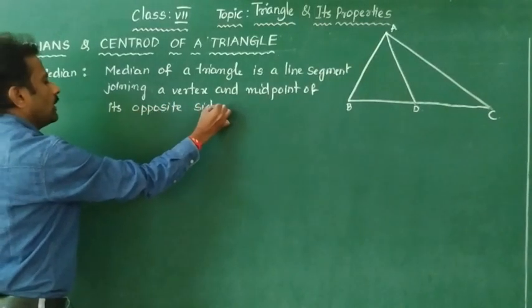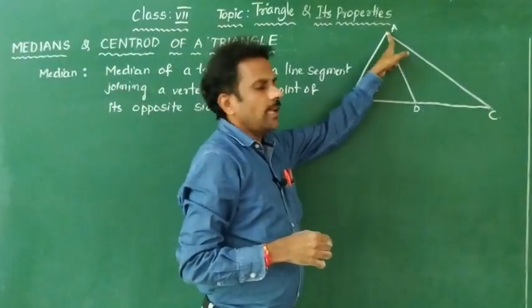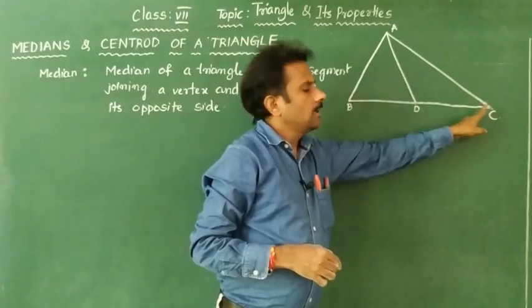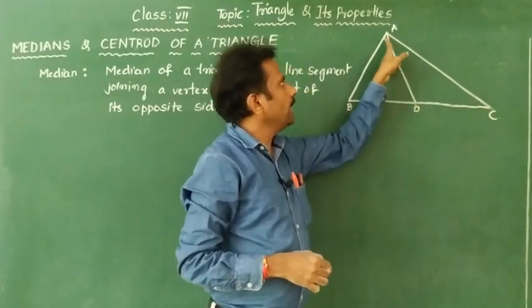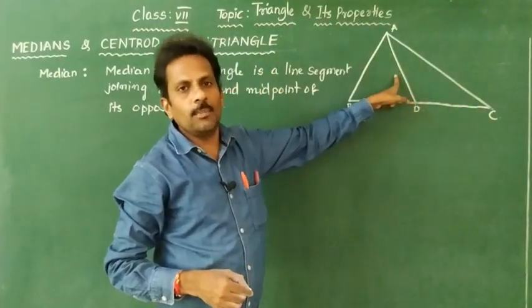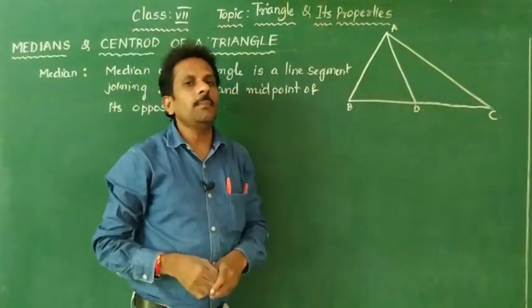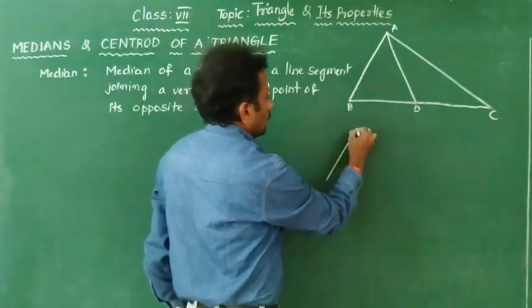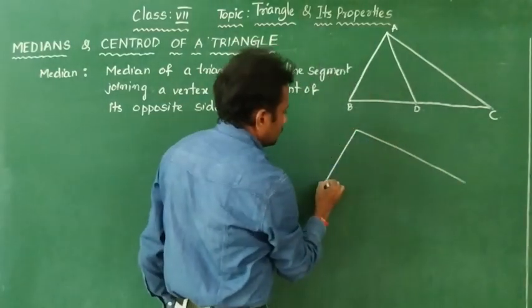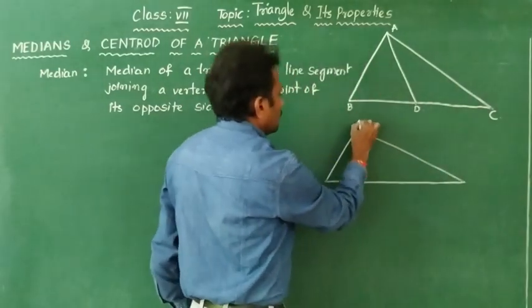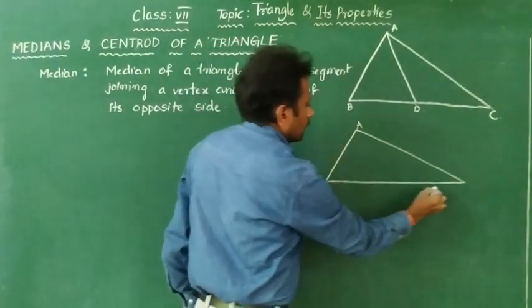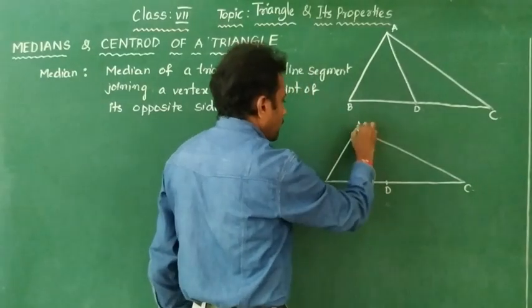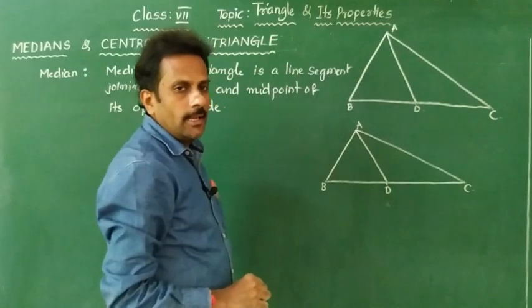So here, what is the midpoint of the opposite side of vertex A? That is D. Okay, BC is the opposite side. D is the midpoint of BC. If you join A and D, the line segment AD is said to be a median. In that way, how many medians can be drawn for a triangle? So once again let me draw. So this is a triangle ABC. D is the midpoint of BC. If you join AD, it is one median.